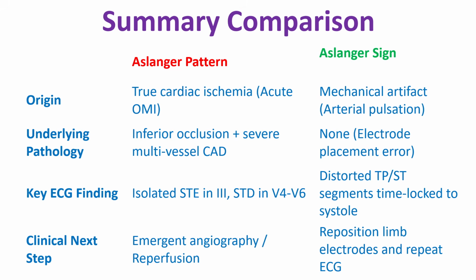Key ECG finding: isolated ST elevation in lead 3, ST depression in V4 to V6 in Aslanger pattern, while it is distorted TP ST segments time locked to systole in Aslanger sign. Clinical next step: emergent angiography or reperfusion in Aslanger pattern, while in Aslanger sign reposition limb electrodes and repeat ECG.